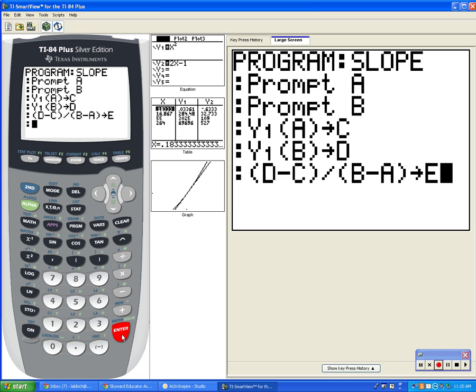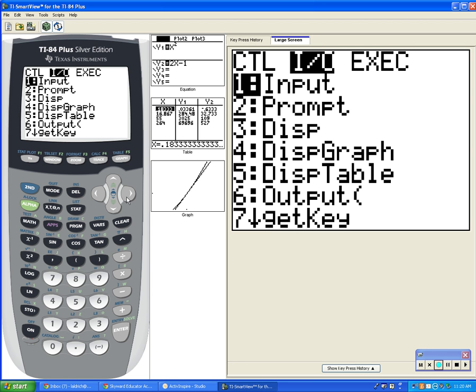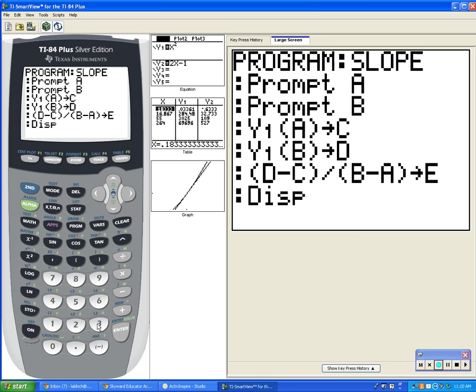And then for our last line, we would like the magic calculator to tell us what that answer is. So I'm going to hit the program button again. I'm going to go over to I/O, input output, and I would like to choose number 3. I would like the calculator to display for me what E is. Will it show the commas? I don't think so, but we'll find out in a minute.